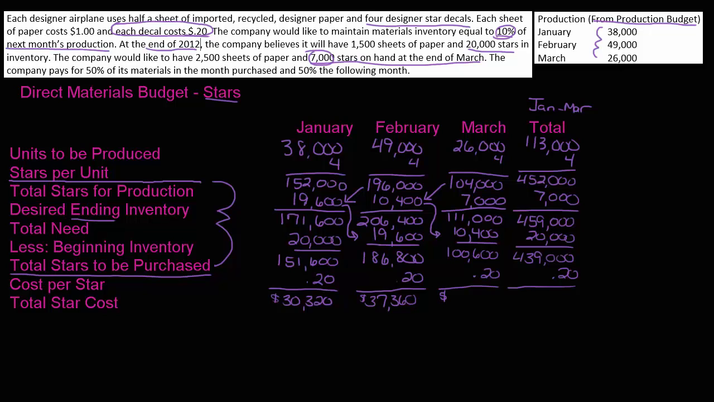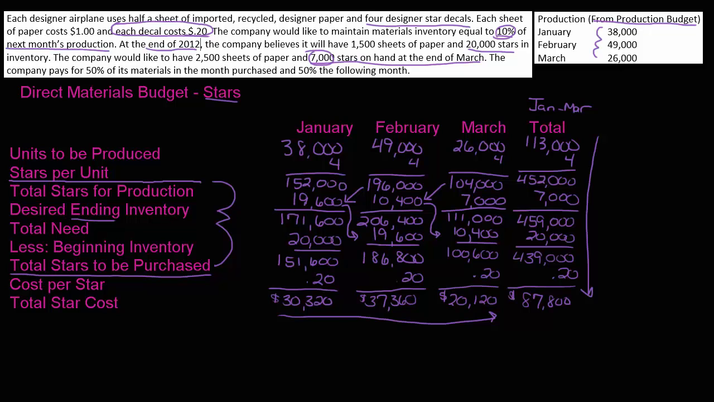Then for March, 100,600 stars times 20 cents is 20,120. And my total cost for the quarter is 439,000 times 20 cents, which is 87,800. Okay, and again, you're going to want to double check your math, right? So check your math down. All the calculations should work down and across. Okay, I'll draw the line here anyways. So the calculations work down and across.